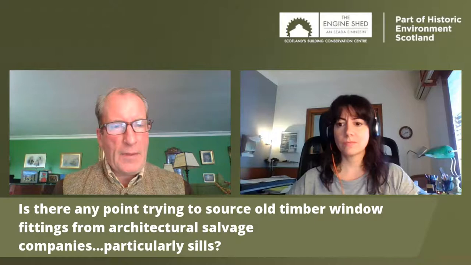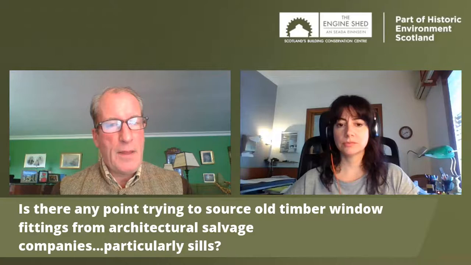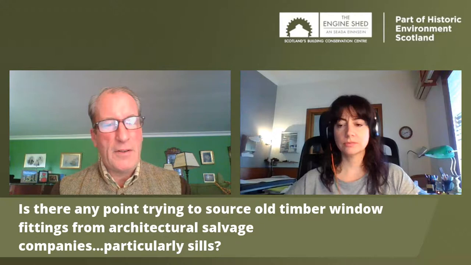In the meantime, we had another question. Is there any point trying to source old timber window fittings from architectural salvage companies, particularly sills? And I think you answered it a bit. I think it's quite hard getting old building bits to fit what you need. And generally the sills are the bits that weather first anyway. So the chances of having a good sill that you can pick up on. You can get pre-run sills from joinery manufacturers already cut. And if you do go to salvage people, they don't have individual sills, I don't think they keep that. They might have an entire window, which of course won't fit your window because that would be too easy, wouldn't it? So my suggestion is you go for sill blanks, which you can get run up from joinery manufacturers, suppliers, is perhaps the option there.